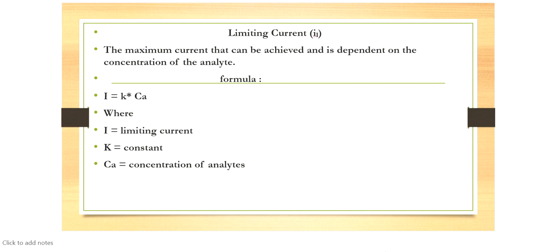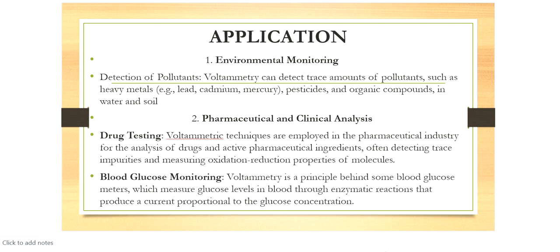pharmaceutical fields. Some applications are in monitoring environmental issues, like detection of pollutants. Voltammetry can detect trace amounts of pollutants such as heavy metals, pesticides, and organic compounds in water and soils.